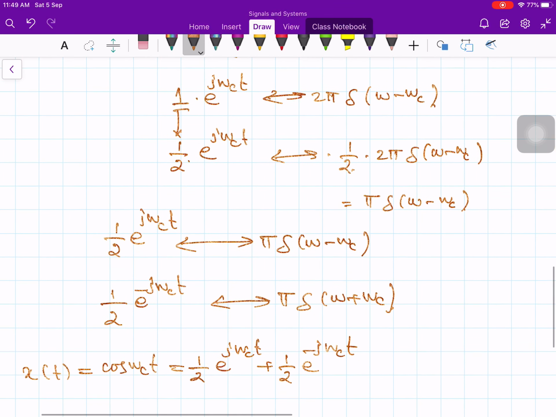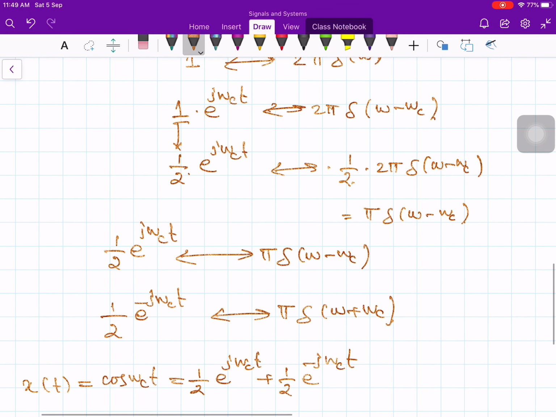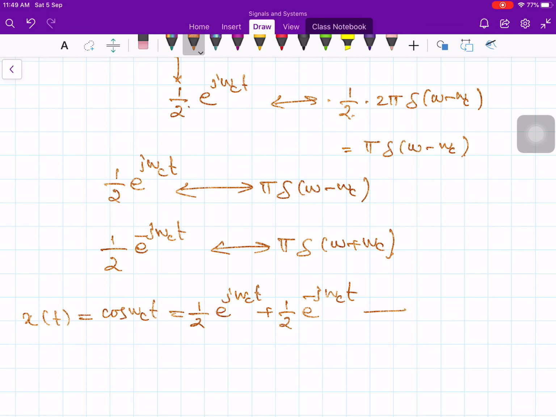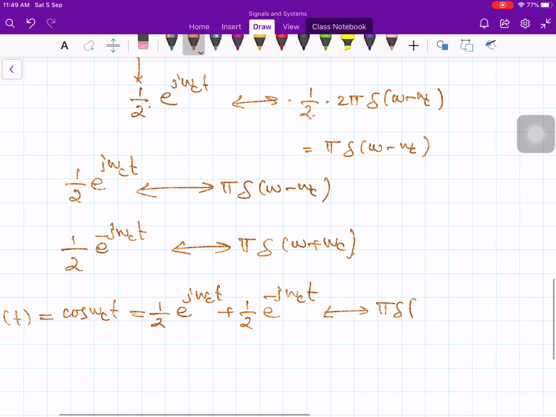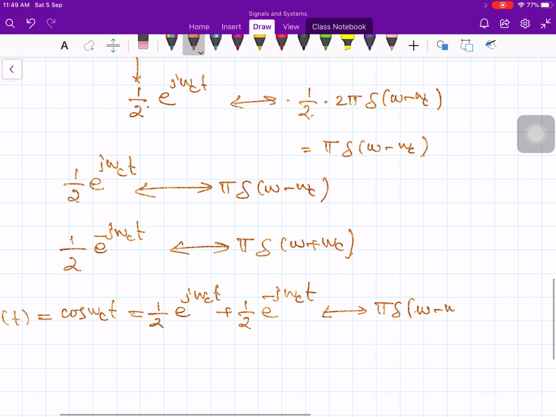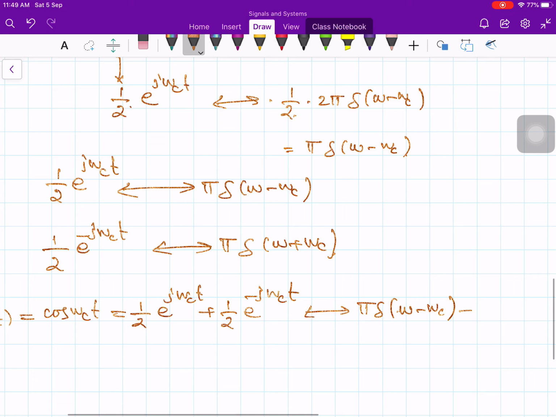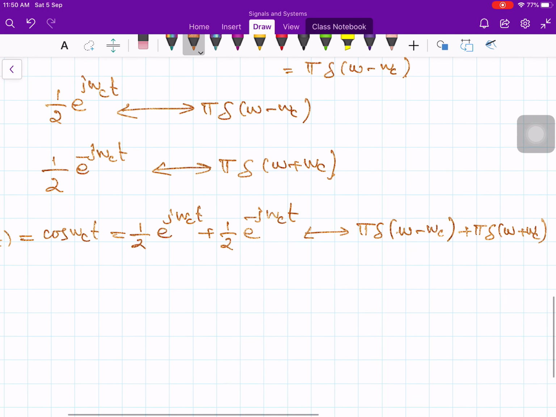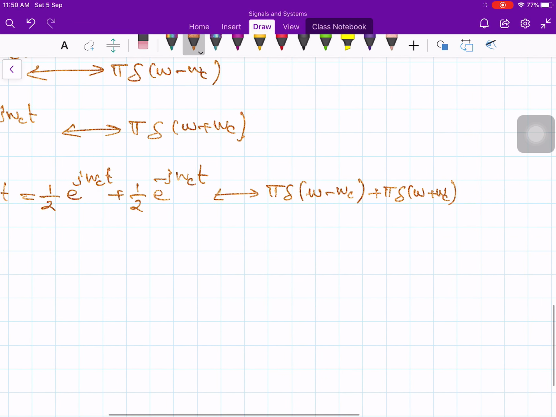Okay. So if you take the Fourier transform of this, you get pi times delta of omega minus omega c, plus pi times delta of omega plus omega c. That's it. Now what do we have? We have two impulses, the first impulse and the second impulse.